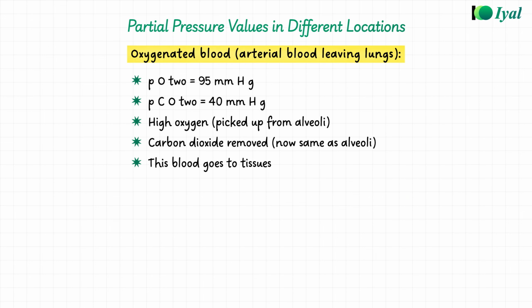After the blood picks up oxygen in the lungs, it becomes oxygenated blood. In this oxygenated blood, the partial pressure of oxygen is 95 millimeters of mercury, increased from 40, and carbon dioxide partial pressure is now 40 millimeters of mercury, same as in alveoli, because carbon dioxide has left the blood in the lungs. This oxygenated blood then travels to tissues.